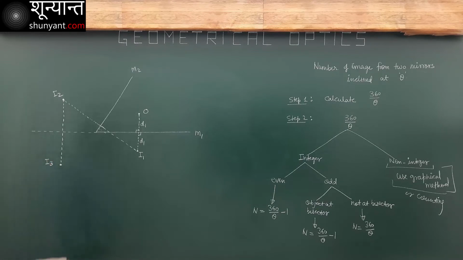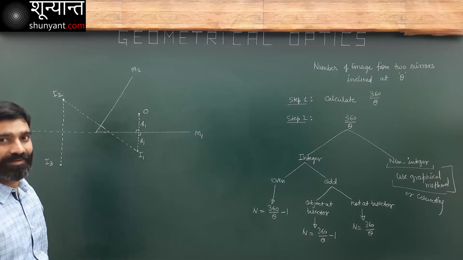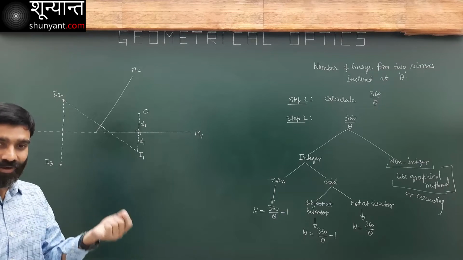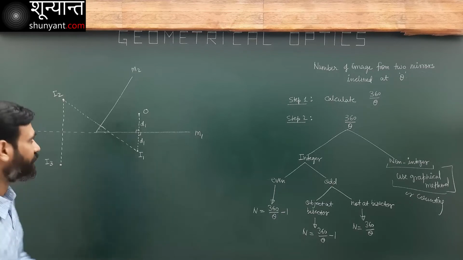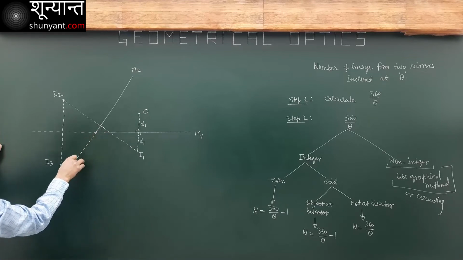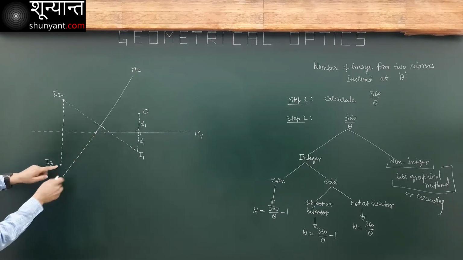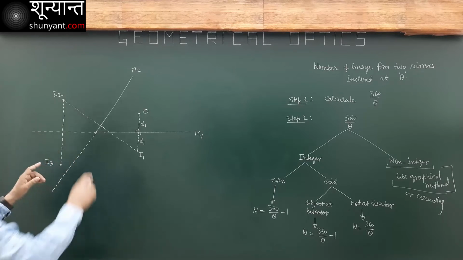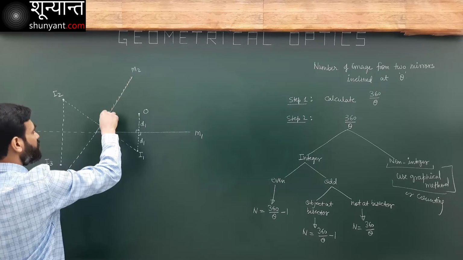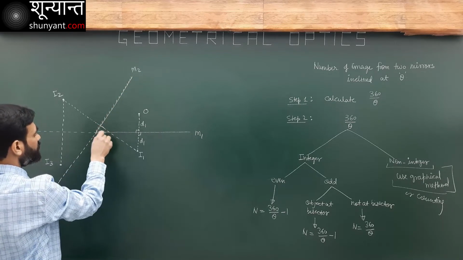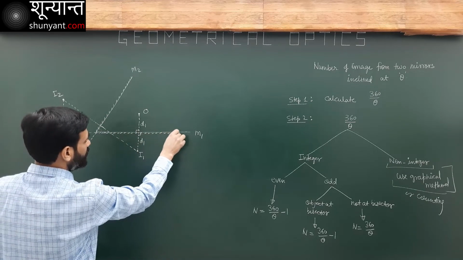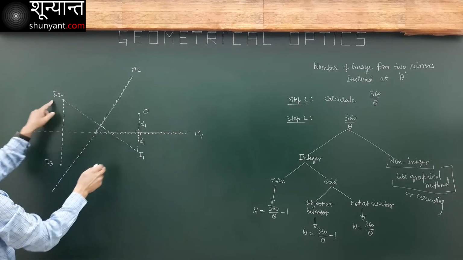Now the next turn is of M2. Will there be an image? There will be an image as long as it is in front of the mirror. If I extend it backward like this, this image falls behind the mirror. If it is not in front of the mirror, then the image formation stops. So we started with M1 and we got three images, I1, I2, I3.